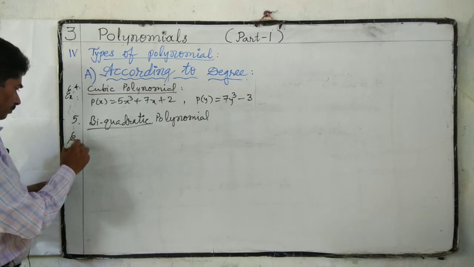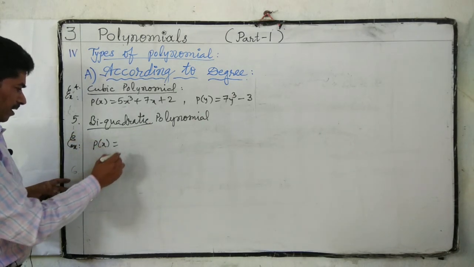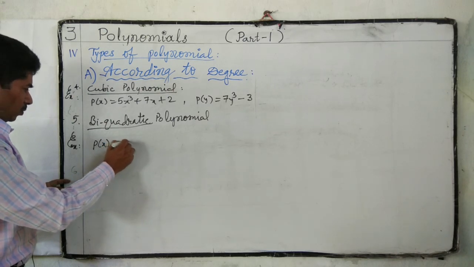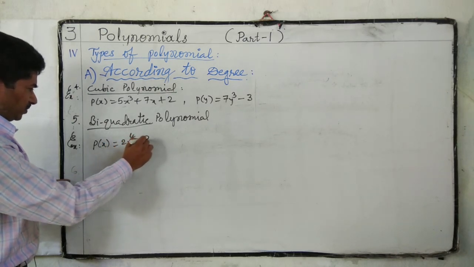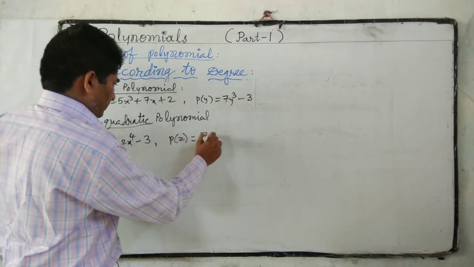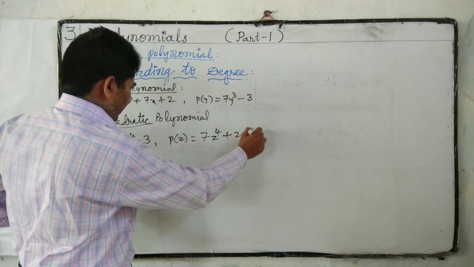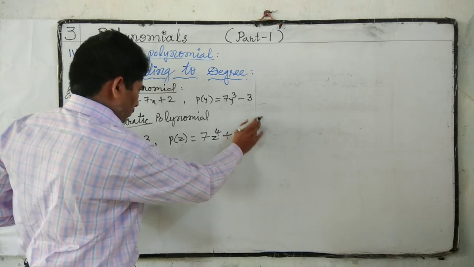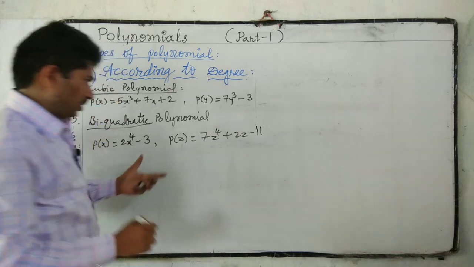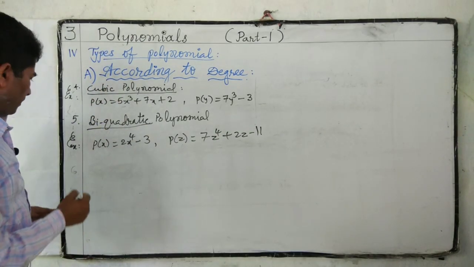Example, p of x is equal to 2x to the power of 4 minus 3. P of z is equal to 7z to the power of 4 plus 2z minus 11. So these are examples of biquadratic polynomials.